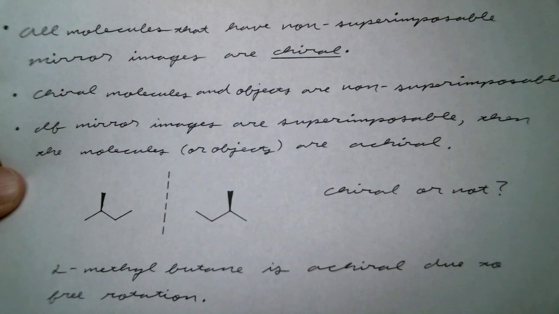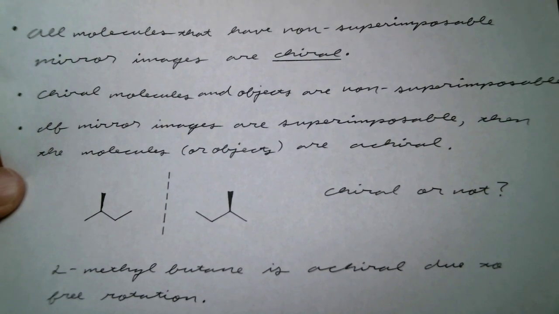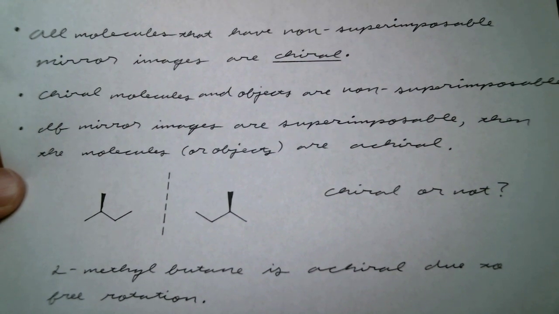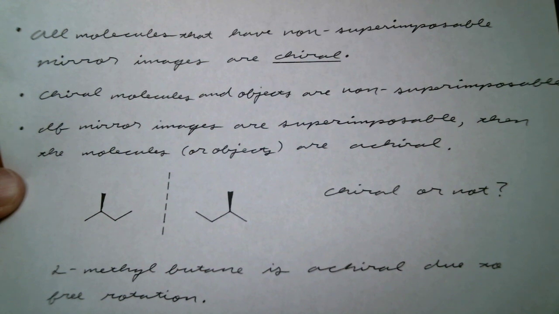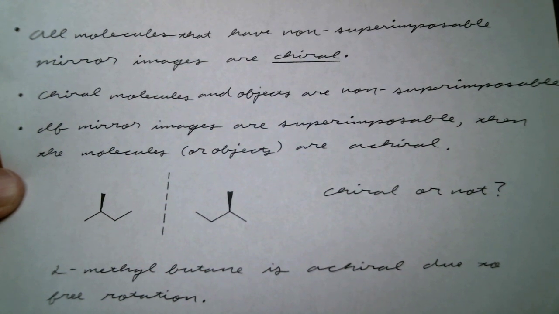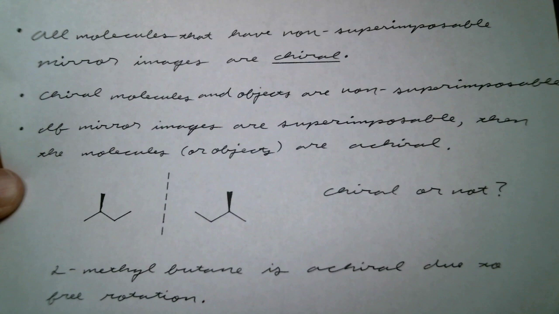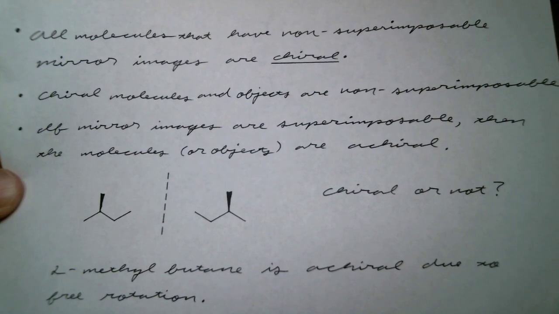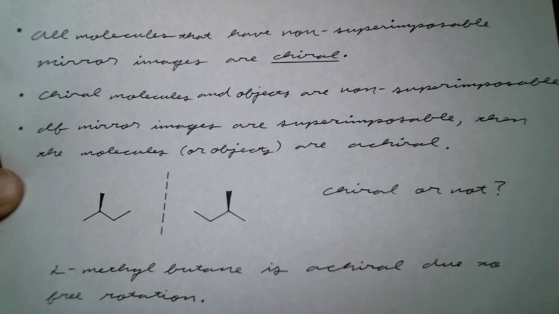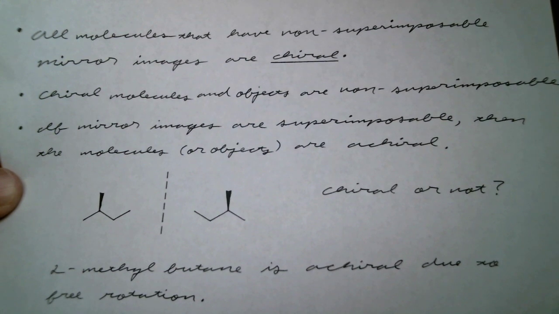And so in the next video, we'll look at a couple of easy ways to tell if molecules are chiral or not with a few simple tests. And hopefully that will relieve the stress for the majority of examples you might encounter.